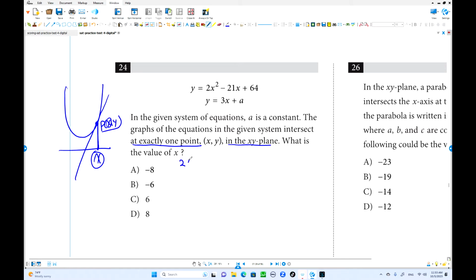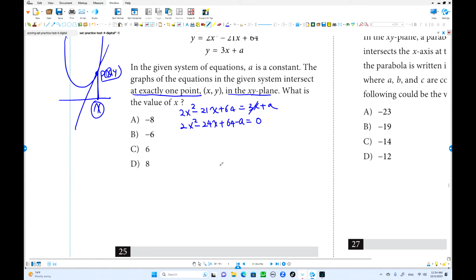So 2x squared minus 21x minus 3x is minus 24x, plus 64 minus a equals 0, okay? So what is the discriminant? This D equals how much? b squared minus 4 times ac, okay? b is negative 24, so negative 24 squared minus 4 times a is 2. c is what? The constant, 64 minus a. It must be 0, right?